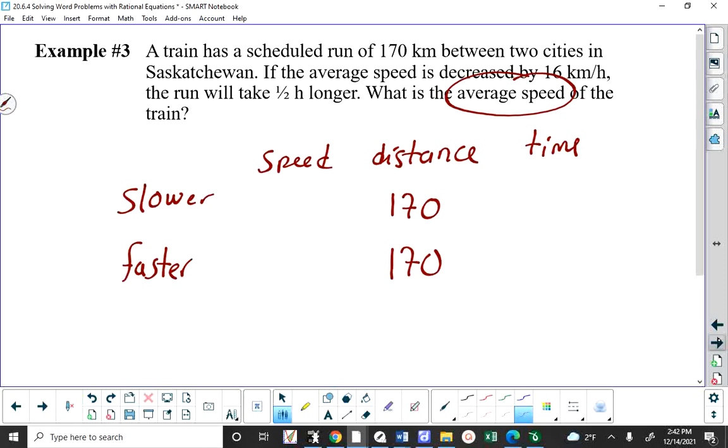Because it says if the average speed is decreased by 16. And then it says, what's the average speed? So on an exam, I would say, when a train is traveling fast, if it were to decrease its speed by 16 kilometers per hour, it takes half an hour more. What's the fast speed? I'd be very clear about that. So what we're trying to find is this.